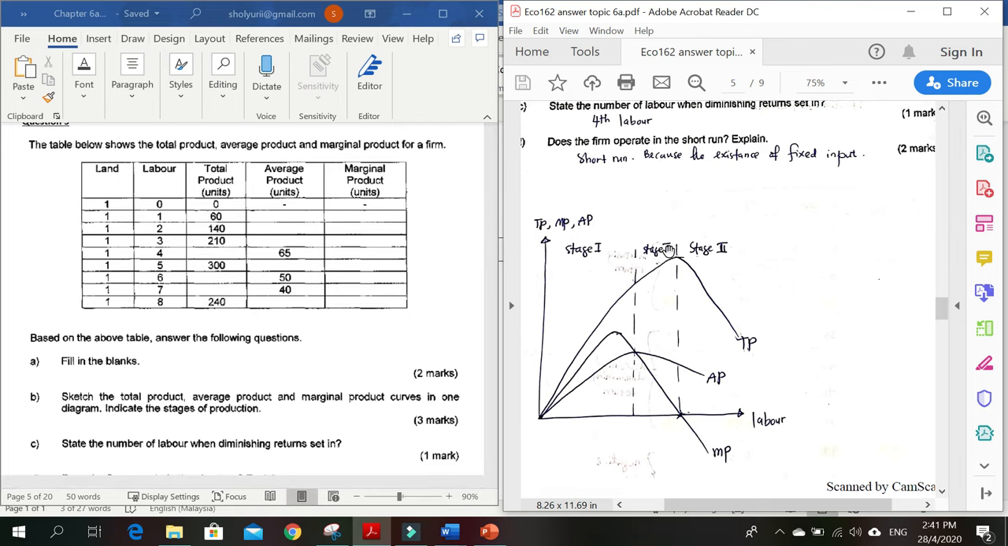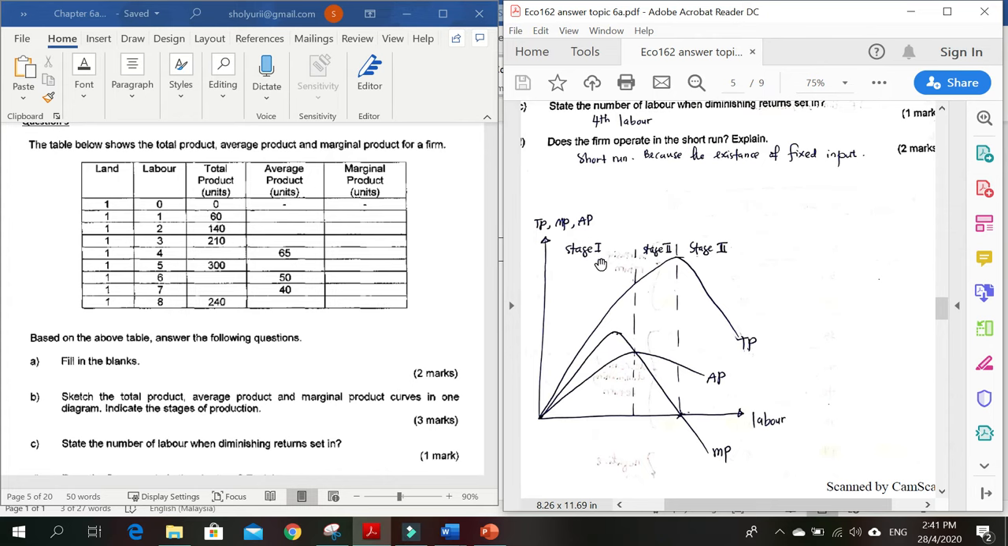Maximum turun. Dekat kita maximum, tanda sikit, garis straight. Kat sini, tempat MP akan bersilang, MP akan jadi negative afterwards. Kita naik, maximum turun. Lepas tu tanda sikit kat sini, AP pula, dia akan bersilang kat sini, lepas tu dia akan turun. Ini ada satu lagi garisan untuk stage. So practice this. Whatever question keluar, rupa dia confirm macam ni.